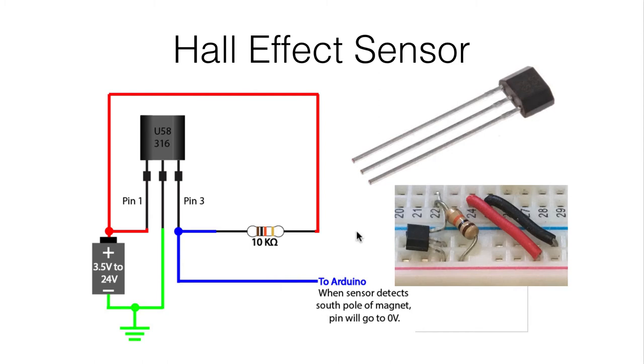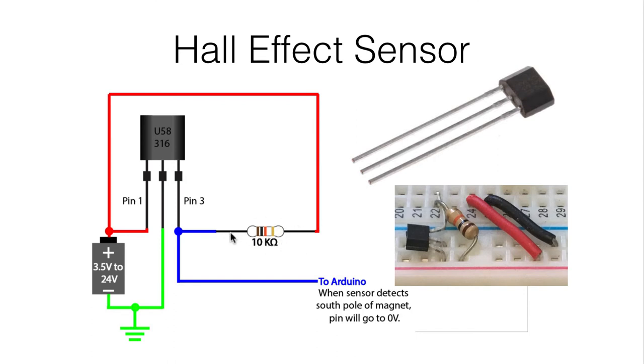And the circuit is really simple. Apply some battery power to a Hall effect sensor. And in this particular case, this U58316, you put the positive on pin 1, you put ground on pin 2, and pin 3 will give you a voltage that varies depending on what the magnetic field state is in the neighborhood of this little Hall effect sensor. So this pin that goes to the Arduino, when there's the south pole of a magnet, the pin goes down to 0 volts. And when there's not, it'll be up at 5 volts or 3.5 volts or whatever the supply voltage is, pulled up by this 10 kilo-ohm resistor.